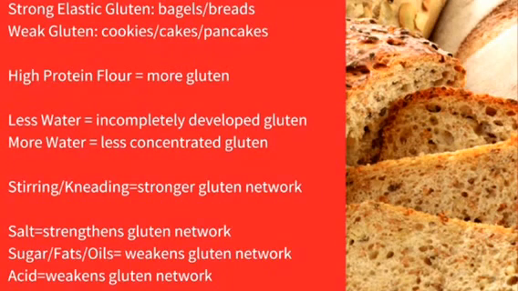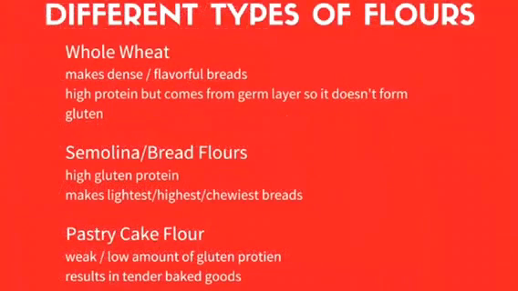Stirring and kneading will develop the gluten network more because when the dough is kneaded, it stretches and organizes the gluten proteins into an elastic network. That's why kneading in breads is important to create that structure. Sugar weakens the gluten network because sugar attaches to water molecules before they combine with glutenin and gliadin molecules. Like I just mentioned, without the water, gluten can't form.